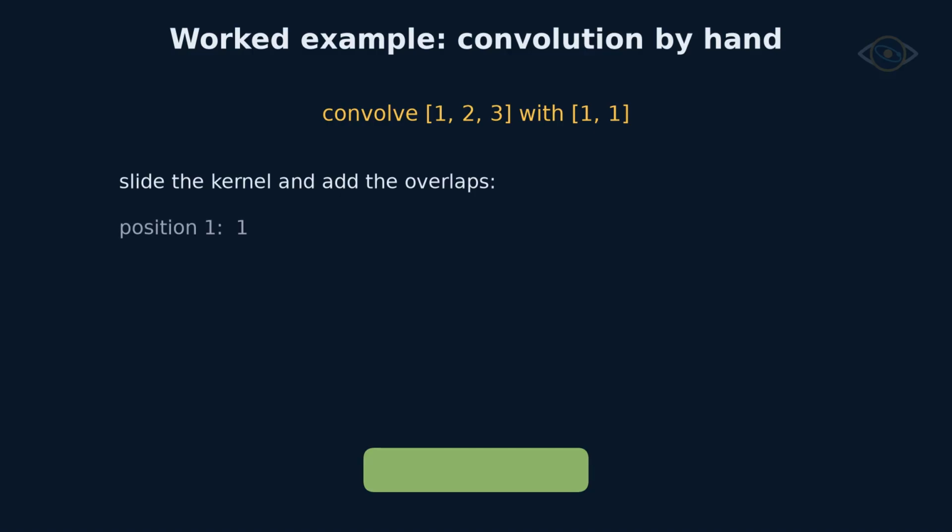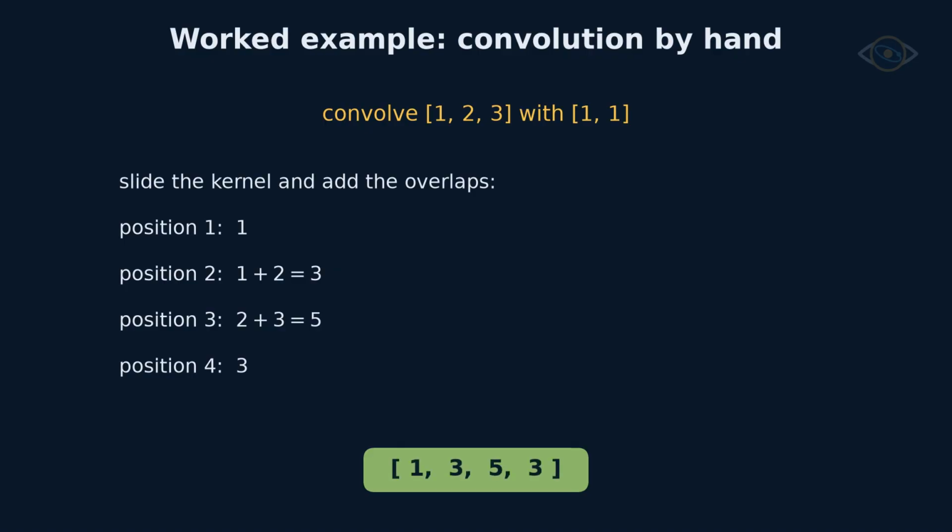Let's convolve by hand. Slide 1, 1 across 1, 2, 3. At each position, you add the overlapping products. First 1, then 1 plus 2, then 2 plus 3, then 3. So the result is 1, 3, 5, 3. And the outputs sum to 12, which is 3 times 4, the product of the 2 input sums. A nice built-in check.